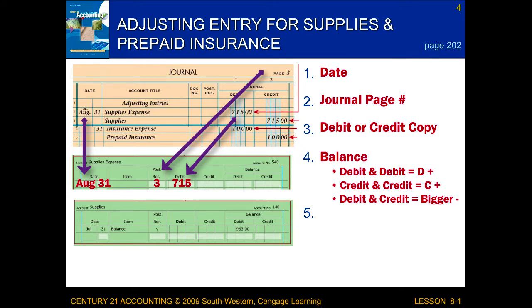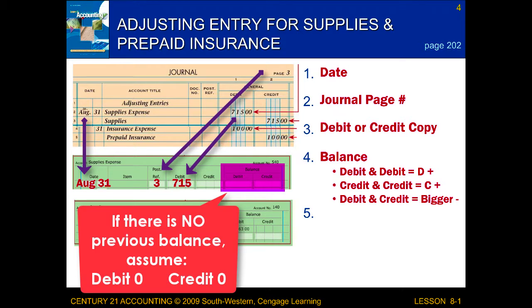Then I need to fill out the balance of my supplies expense. And if I have a debit and a debit, I'm going to put my answer in the debit column and add the two numbers together. If I have a credit and a credit, I'm going to put my answer in the credit column and add the two numbers together. And if I have a debit and a credit, I'm going to put my answer in the column with the bigger number and I will subtract the two.